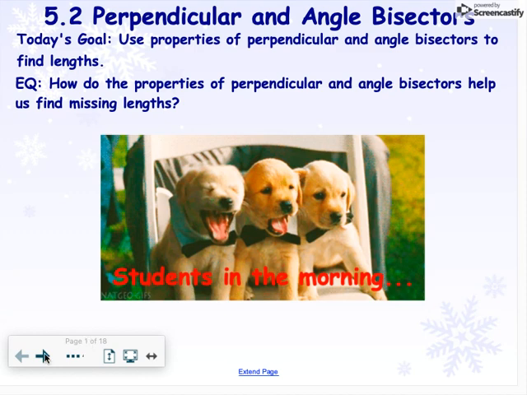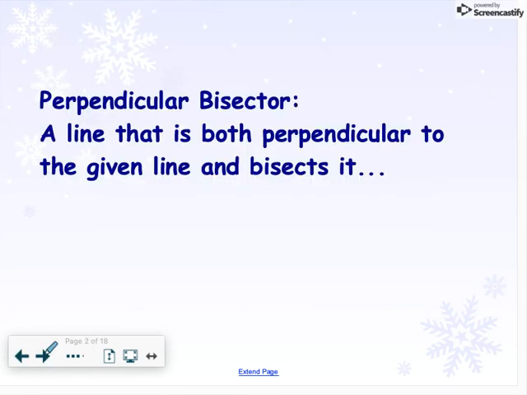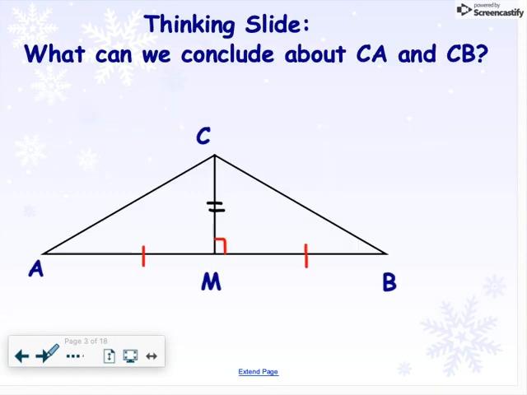So to start is just some review here. We've talked about these terms before in class. What is a perpendicular bisector? It's a line that is both perpendicular to the given line and it bisects it. Perpendicular to the line and it bisects it. So looking here, notice we have a 90-degree angle, and then it bisects that line.